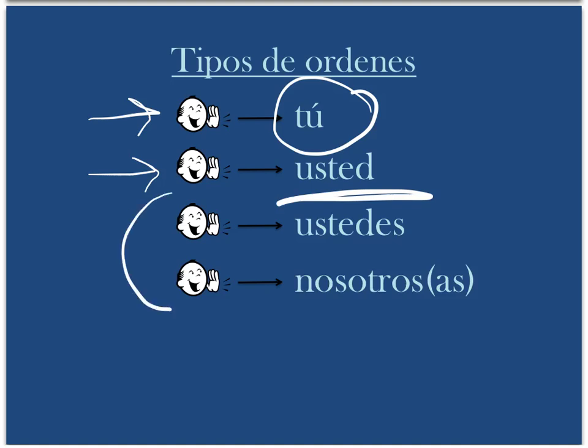We're not really going to talk about these 2, but I want you to be aware of the fact that there are 2 more forms of commands that you can use if you're commanding a group of people, which would be ustedes, and also if you are commanding a group in which you partake. So you say something like, let's go, and you're included in that. So these last two, ustedes and nosotros and nosotras, we're not really going to address today. Let's just focus on commanding one person for now.